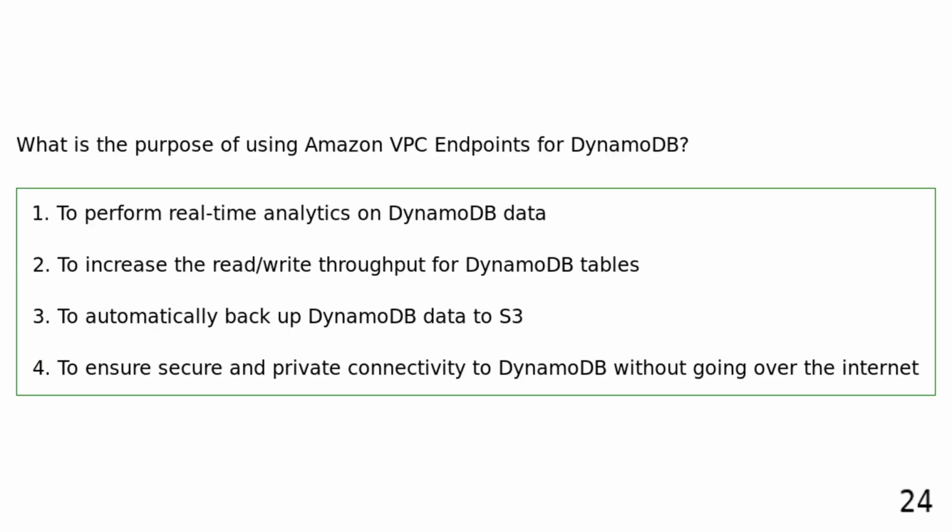What is the purpose of using Amazon VPC endpoints for DynamoDB? To perform real-time analytics on DynamoDB data. To increase the read/write throughput for DynamoDB tables. To automatically back up DynamoDB data to S3. To ensure secure and private connectivity to DynamoDB without going over the internet.